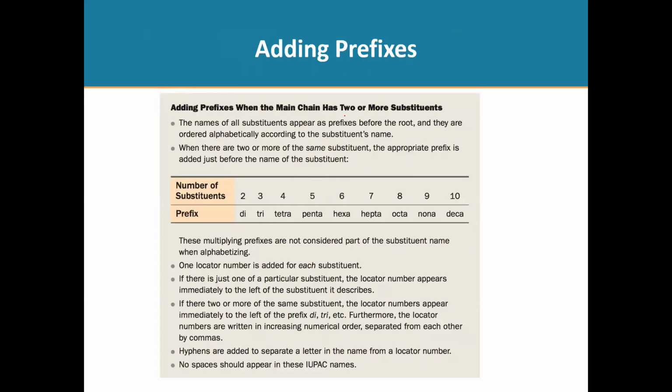Adding prefixes when the main chain has 2 or more substituents. Remember, we had something that had, let's just say, butane and I have two carbons coming off. So this would be 2-diethyl or dimethyl. Sorry about that. 2-dimethyl butane.